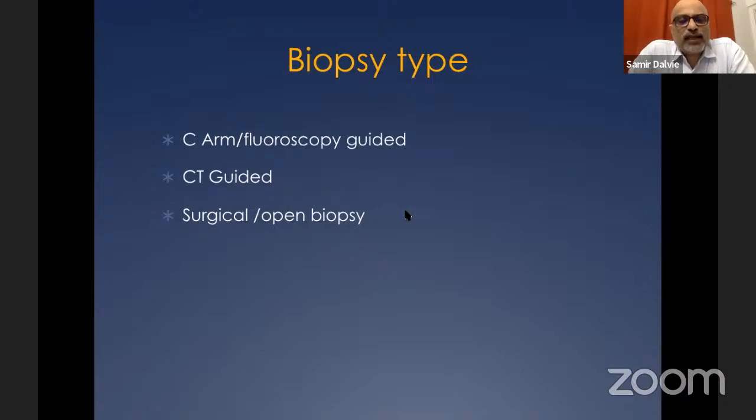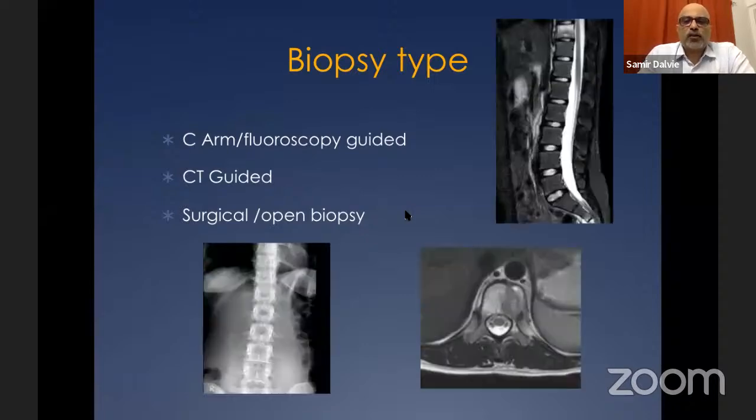And you can have these biopsies done in three different ways. You can either do a C-arm or fluoroscopy guided, which the surgeon does himself in the operation theater. In this, you get a biplanar imaging. You can get AP lateral and you can put in the needle and take it. Or you can do a CT guided biopsy, which typically is done by interventional radiologists. Or lastly, a surgical or an open biopsy is another option.